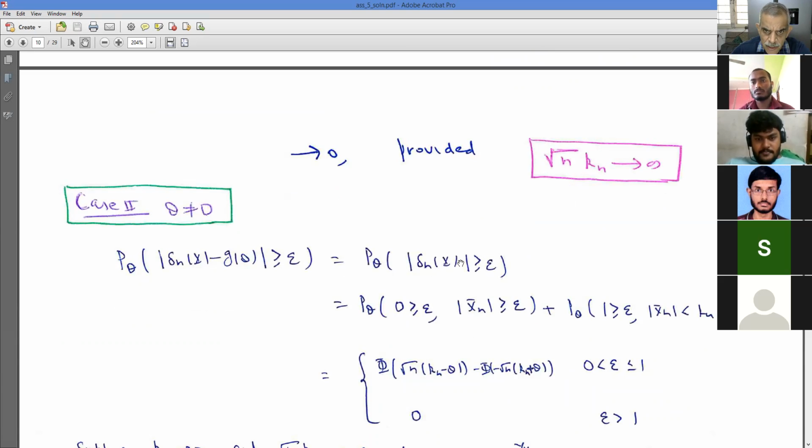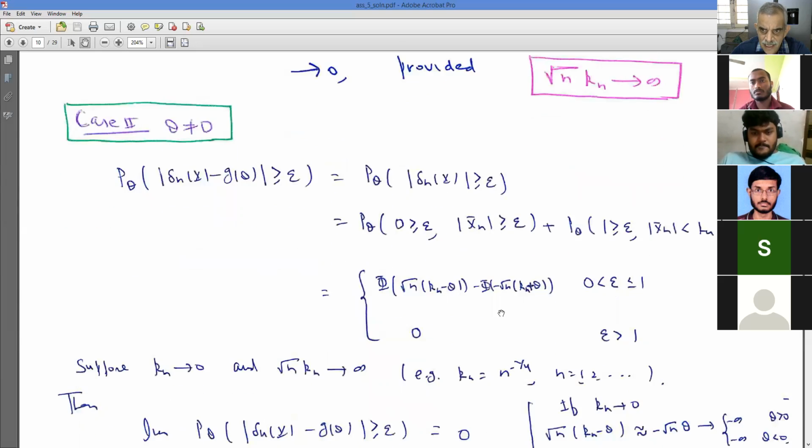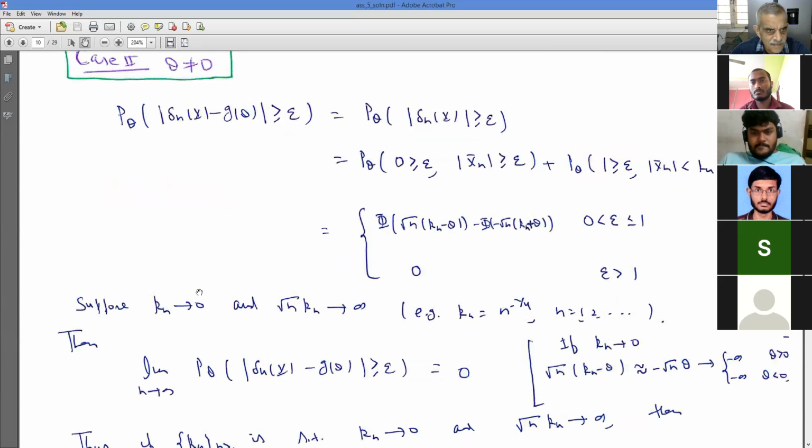So this is the same as probability of mod of delta n x greater than or equal to epsilon. I again break it, according to the theorem of total probability, into mod of x bar n greater than or equal to epsilon. In this case, this would be kn, right? So this turns out to be this. So he says, suppose kn goes to 0 and root n kn goes to infinity, then everything goes to 0. So that is what you get.